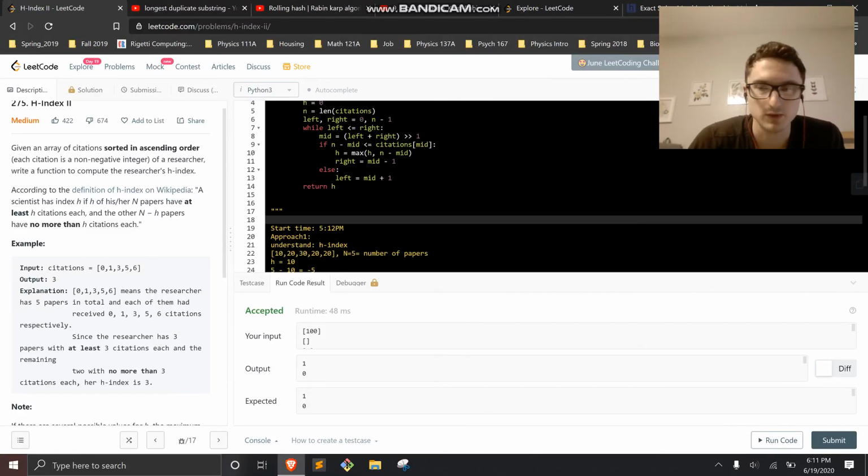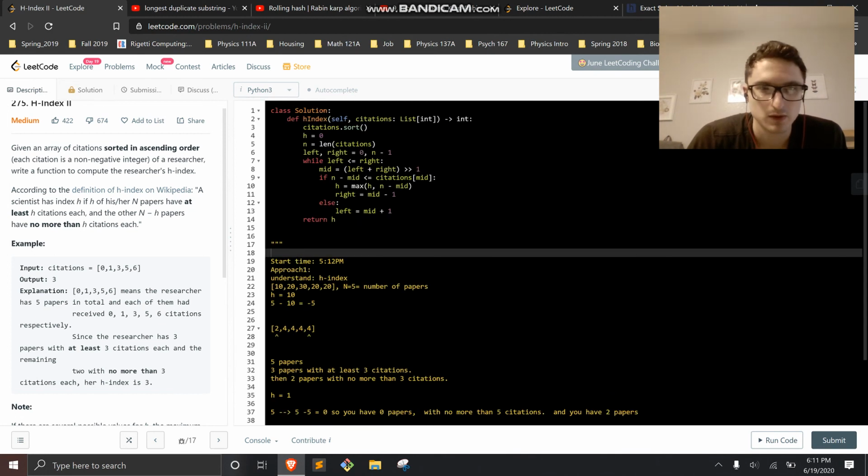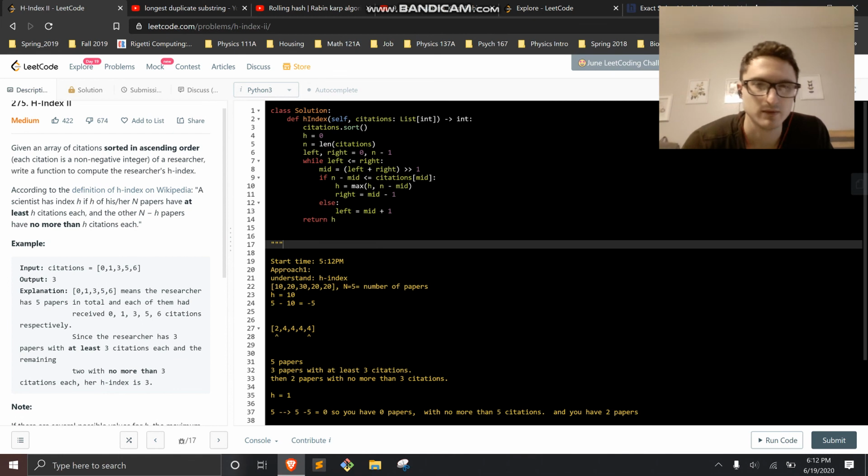So I finally got the code to work. I'm going to go over what I learned from this problem. Basically, I didn't really understand the problem when I read it, because when it says at least h citations, that means at least h. It doesn't have to be equal to the value of the element. Well, that doesn't really make sense now.